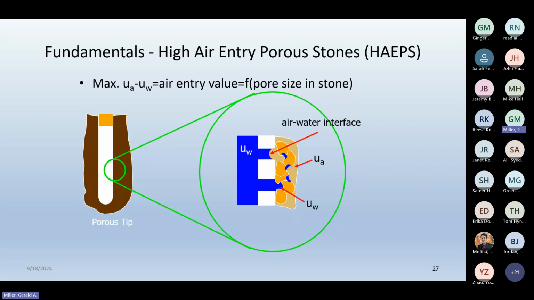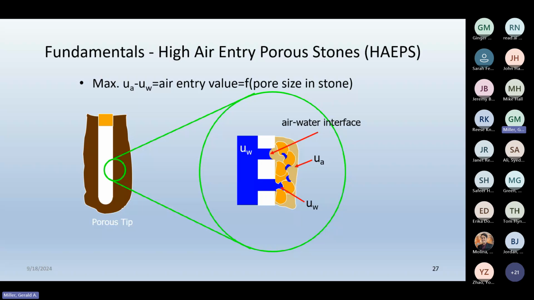So the way the stone works, if one of the pores in the stone is in contact with air, a capillary meniscus develops. That's a function of the air entry value of the stone or the size of those capillaries. And so the air can't penetrate. But where the pores are in contact with water, water can freely communicate through that pore. And so through this communication, you're going to get an equilibrium between the water pressure inside and the water pressure outside. So you're effectively measuring the negative water pressure in the soil. That's how the high air entry porous stone works.